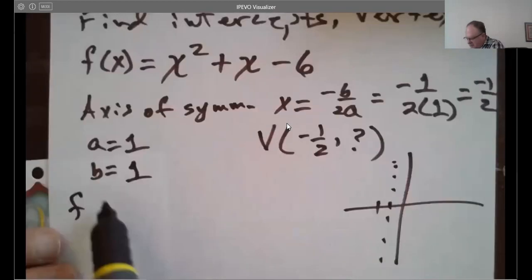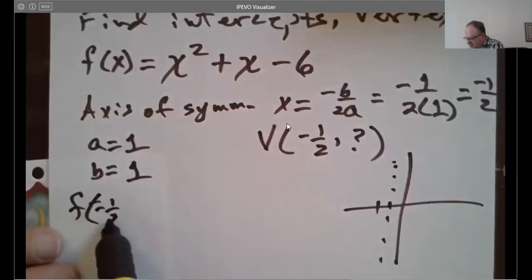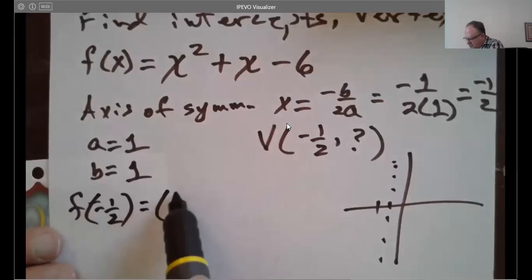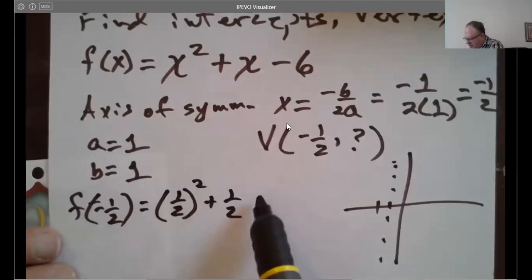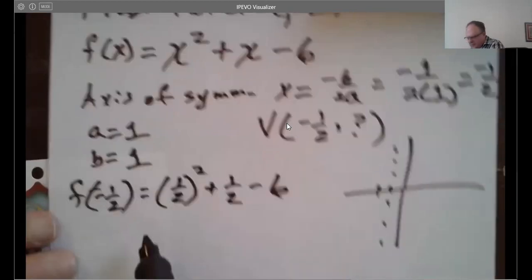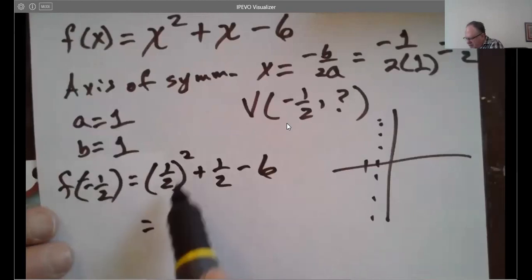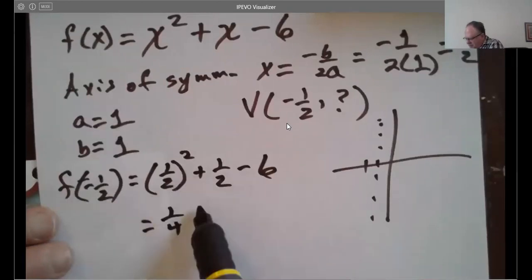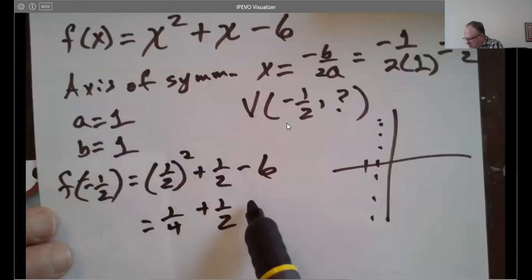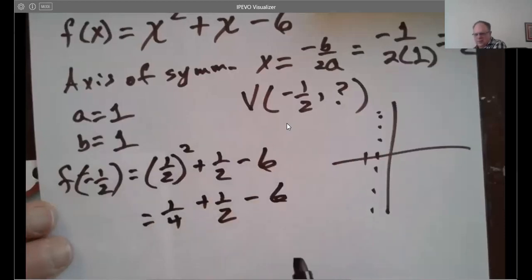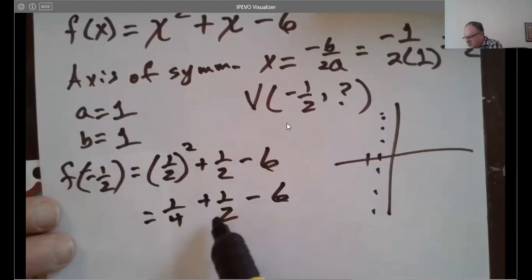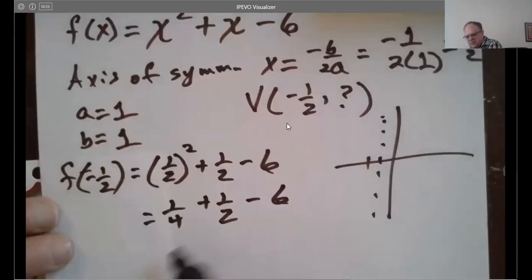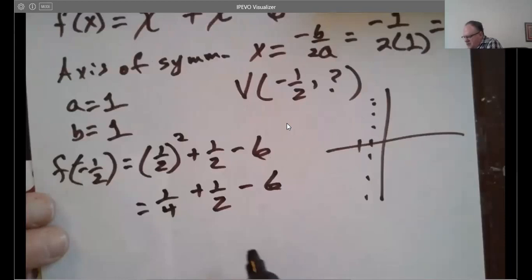So this would be f at negative 1/2 equals negative 1/2 squared plus negative 1/2 minus 6. So this is 1/2 times 1/2 is 1/4, plus negative 1/2, minus 6. Normally you're not going to have problems that are this messy with fractions, but I made this problem up, so this one's going to have fractions in it.